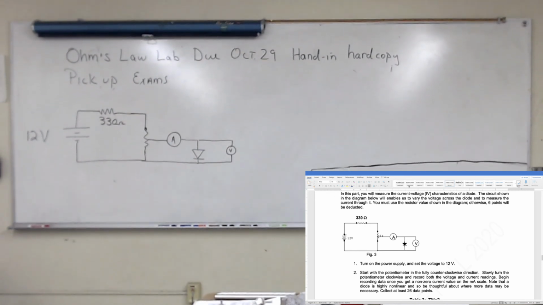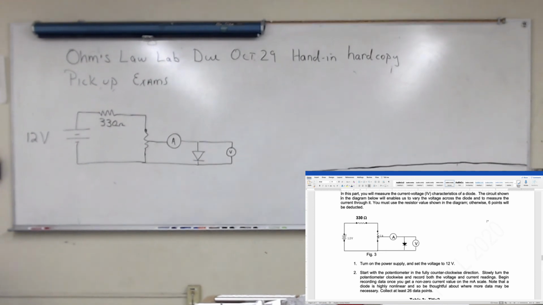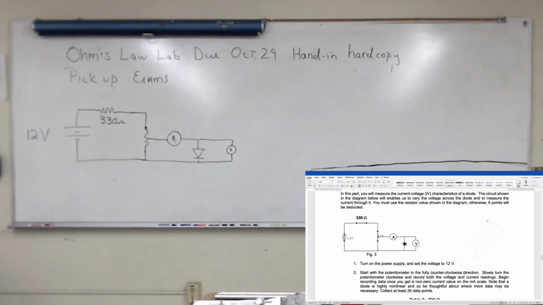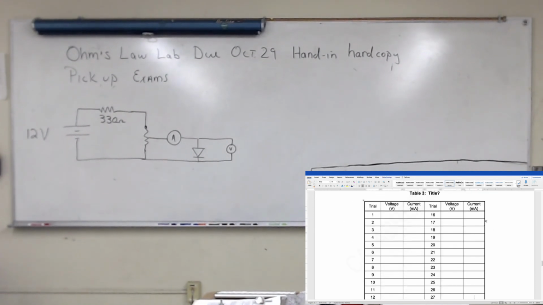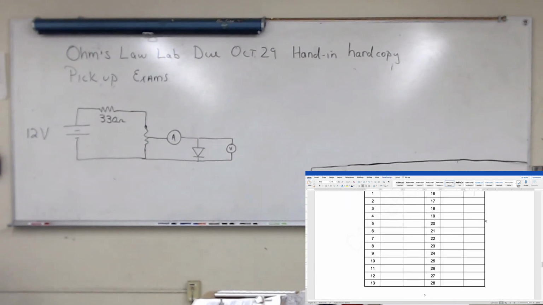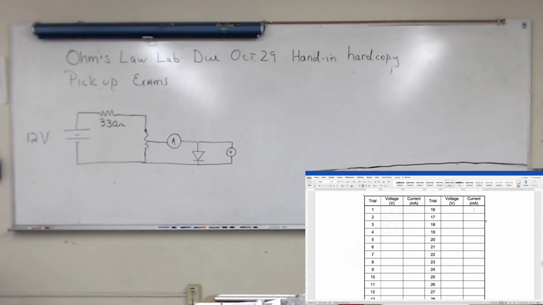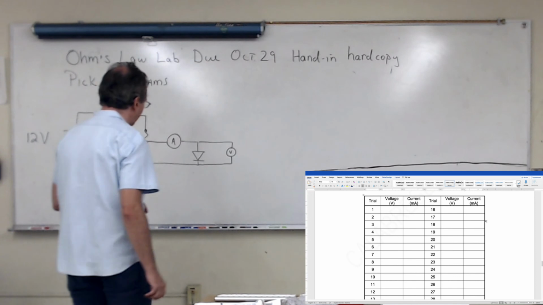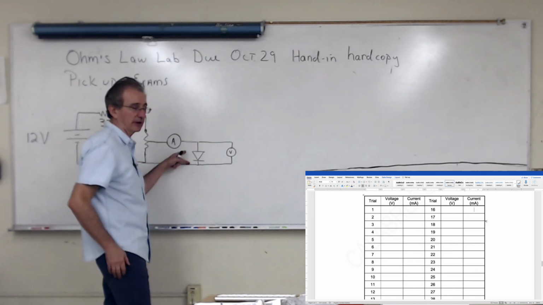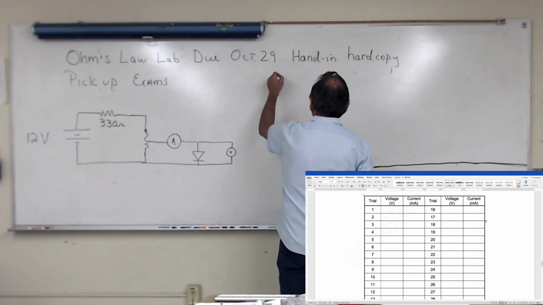So let me scroll down real quick. There's the data table. The more data you collect, the better. You want to be close to 28 data points, as close as you can. Like I said, the voltage here is going to be very small. If you plot it, your plot will look like this.